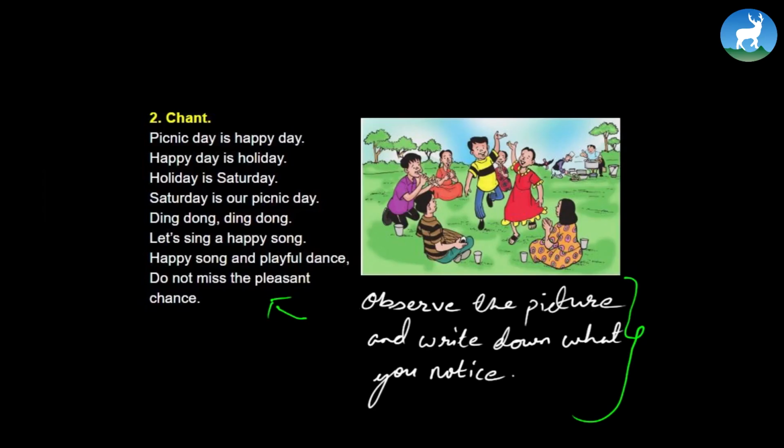You can mention the cooks here who are seen cooking something. You can mention the trees, the meadow, the bushes here, and the children enjoying on the ground, and write it in your own words, of course. So observe the picture very carefully and write down what you notice, and whatever you've noticed, write down in one good paragraph. All right, so here's the number 2 chant.